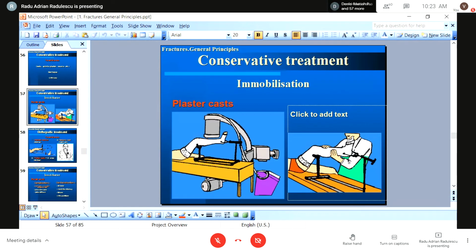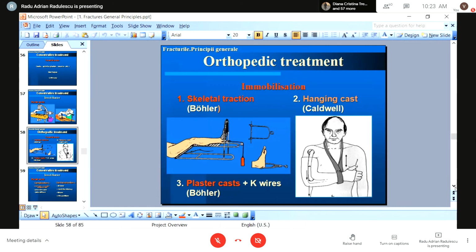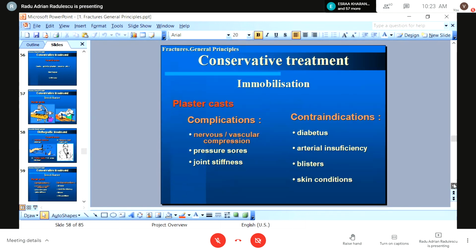So here is a cast, a plaster cast, which might be applied after traction, after reduction. Or we have here another type of cast for the upper limb. I repeat, all these will be explained by our assistants. We don't go into details now.